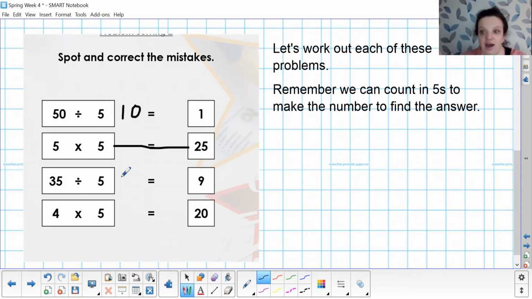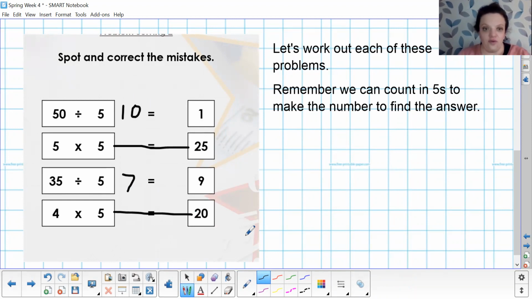35 divided by 5. Let's count in 5s to 35 to see how many groups we need. 5, 10, 15, 20, 25, 30, 35. We need 7, and 7 is not there, so I'm going to put a 7 there. And 4 times 5 is 20, so we have got that one there. So you should go through and check those mistakes. See if you got those ones right. So this should have been a 10, and this should have been a 7.